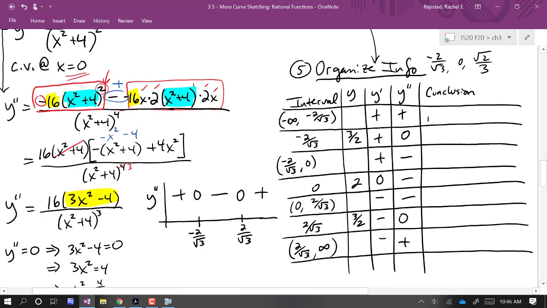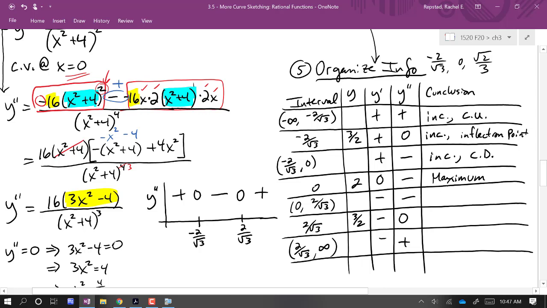So in the first row, it's increasing, concave up. The second, at the value negative 2 over root 3, it is increasing, and we have an inflection point. The next row, between negative 2 over root 3 and 0, it's increasing, concave down. At 0, we have a maximum. Right, it's concave down at a critical value.